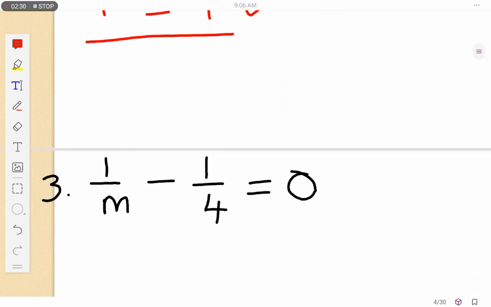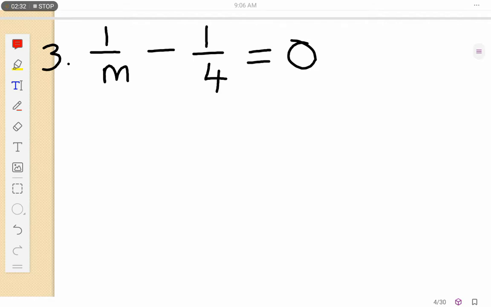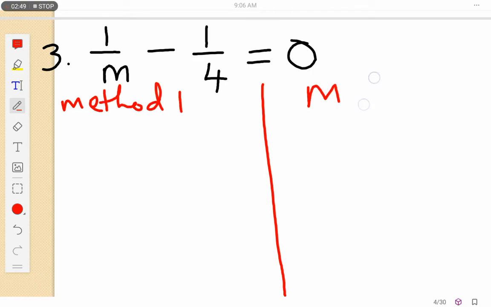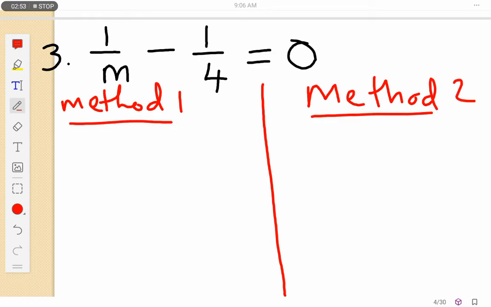Let's have another one. This one, they're on the same side, but we can still work them out. Let's do it in 2 ways, and we'll get the same answer though. So this is method 1, and here we have method 2. We are trying to solve this one using 2 different methods.